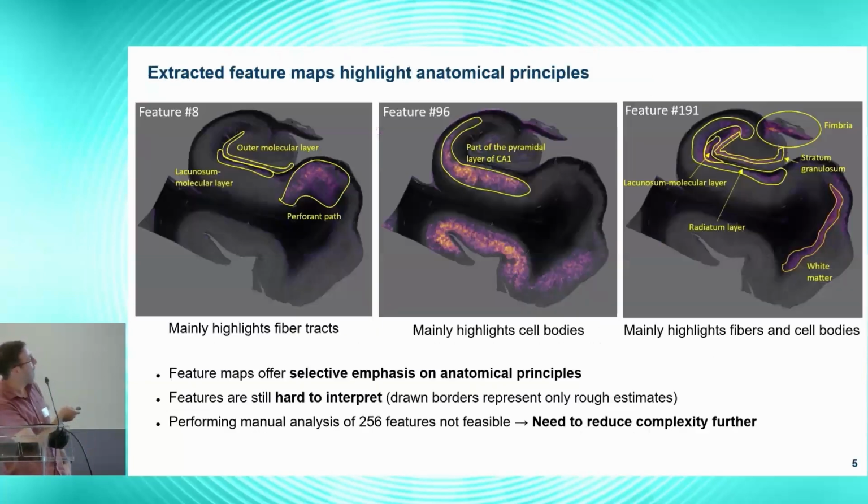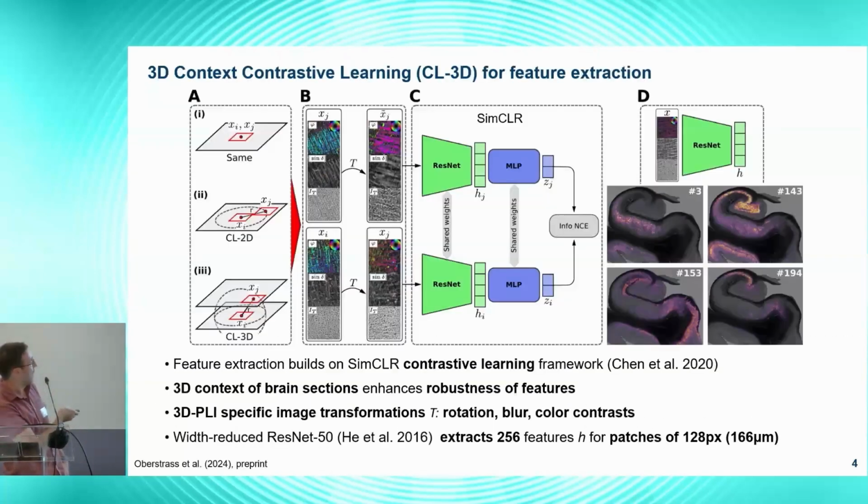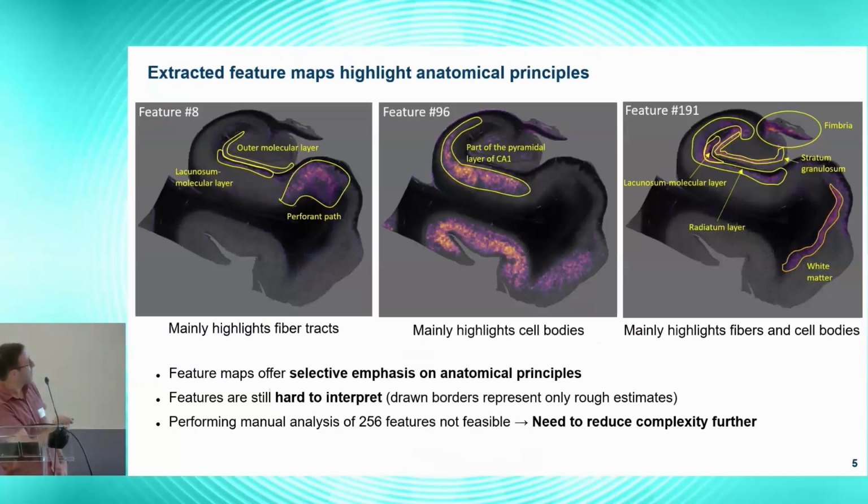And we have been looking at the resulting features. So the features in this network choice, which is a reduced ResNet architecture, have 256 channels. The patch size is 128 pixels, so it's smaller than what Christian is doing, on purpose in this case. And if you look at some of these 256 channels, you can already see interesting structures, right?